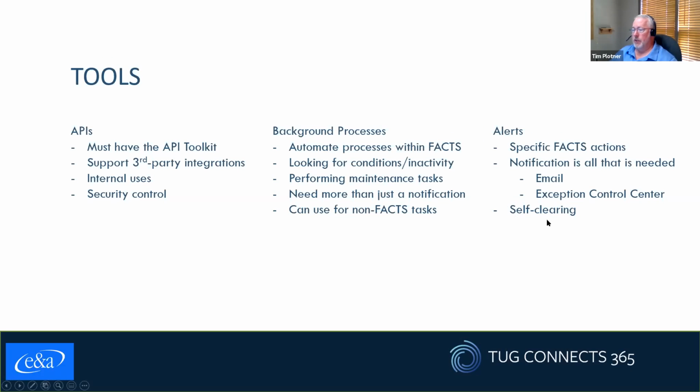Alerts are what we call self-clearing. In other words, if the condition on which the alert was raised is no longer applicable, it can automatically delete the alert, so you're not looking at irrelevant or non-actionable items in your alert system. Now, obviously, that self-clearing only applies to the exception control center or alert control center, not to emails. We can't actually recall an email, but in the ACC, it automatically gets rid of things that aren't there.